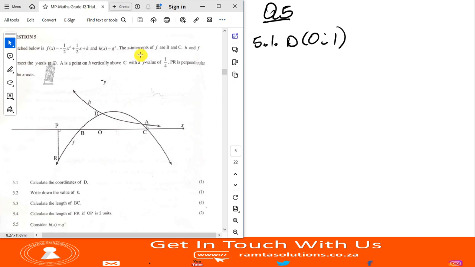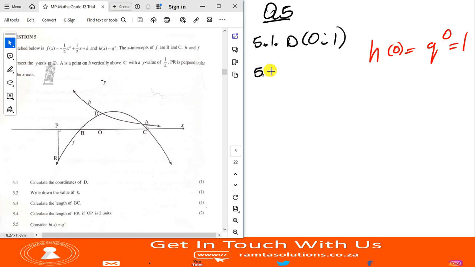If you like, I will show you why I'm saying that. They said h and f intersect the y-axis at D, right? If they intersect the y-axis, it means x is 0. So imagine this: h of 0 equals q to the 0, which is y. I should have said h of 0. Do you guys see that? This is why I'm saying D is (0; 1). Besides, that is your y-intercept.